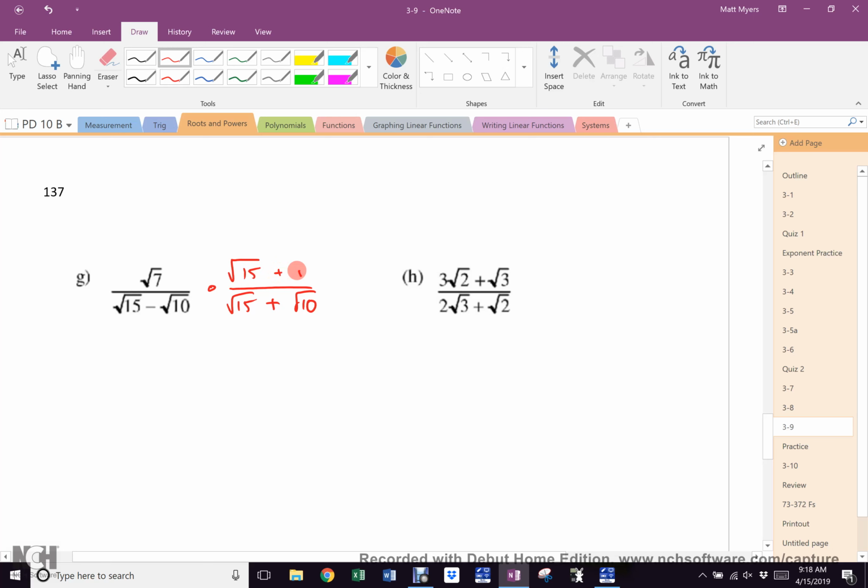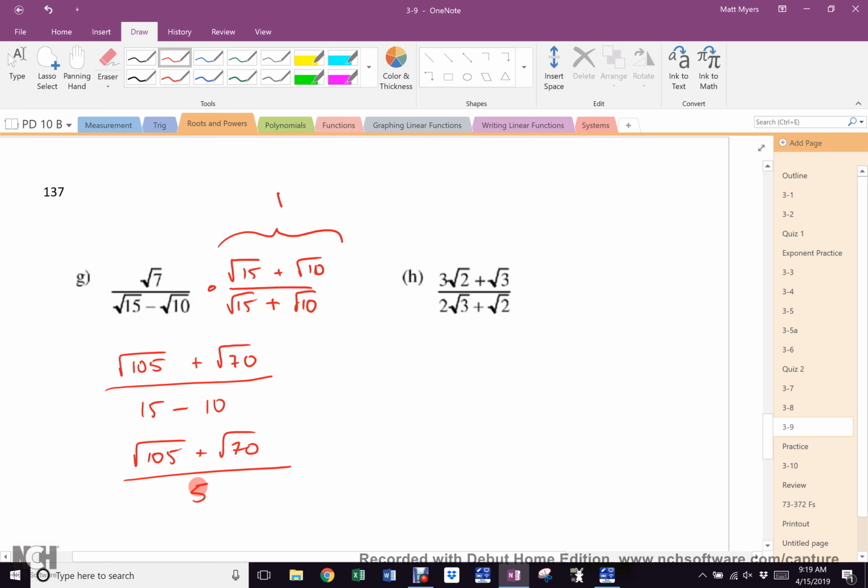Same thing, because I have to multiply by 1, right? What's root 7 times root 15? It's root 105. Plus root 70 over, what's going to happen? Root 15 times root 15 is what? 15. Minus root 10 times root 10 is what? 10. So I got root 105 plus root 70 over 5.